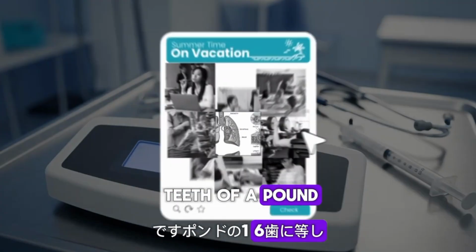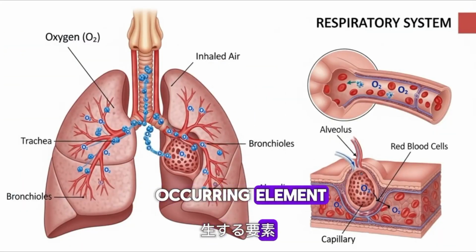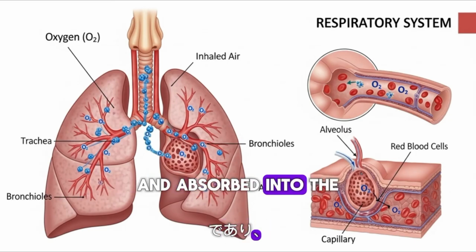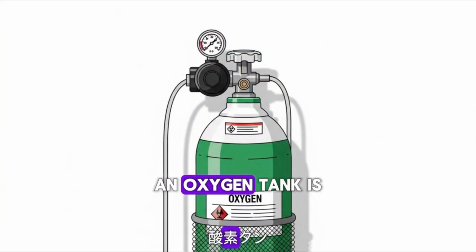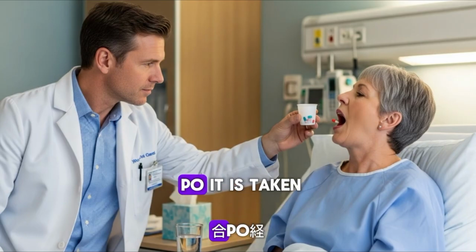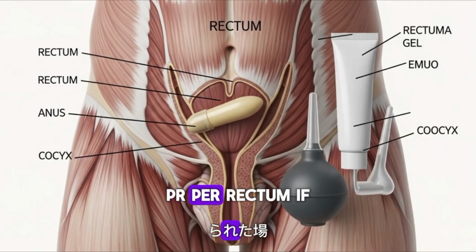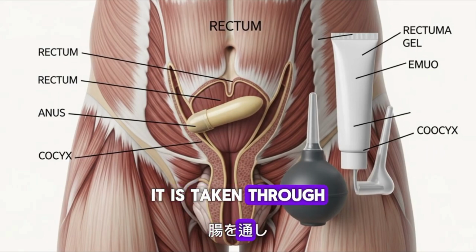Oxygen is a naturally occurring element necessary for the functioning of the human body and absorbed into the bloodstream by the respiratory system. An oxygen tank is a metal cylinder that holds oxygen. PO, by mouth. If medicine is given PO, it is taken orally or through the mouth. PR, per rectum. If medicine is given PR, it is taken through the rectum.